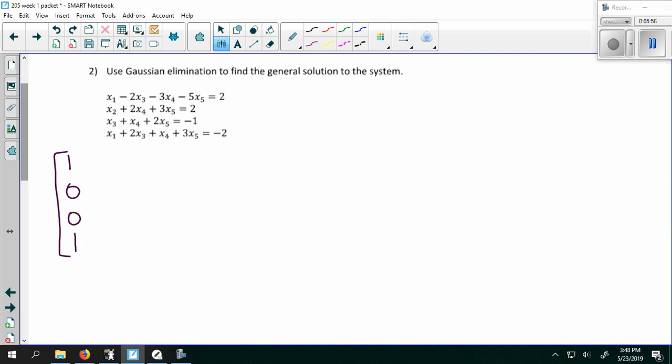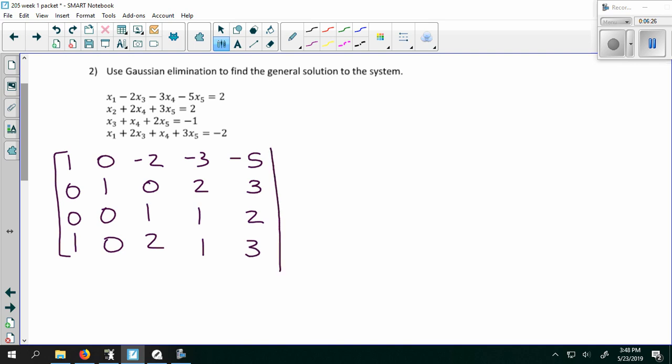My x2 coefficients are 0, 1, 0, 0. My x3 coefficients are -2, 0, 1, 2. x4 coefficients are -3, 2, 1, 1. x5 coefficients are -5, 3, 2, 3. And then I augment with the constants, 2, 2, -1, -2.